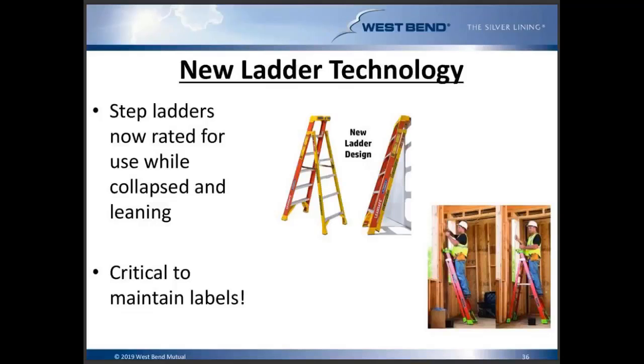But this is why it is critical to maintain your labels, because as we introduce these new types of ladders to our operations, to have the different flexibility to be used in these different positions, it's important that we have those labels legible so that employees know that it is in fact that type of ladder. The other day I ran into a situation where an apprentice was using a step ladder in a collapsed and leaning position, and upon further review of the labels, it was not one of these types of ladders that's rated for that use.